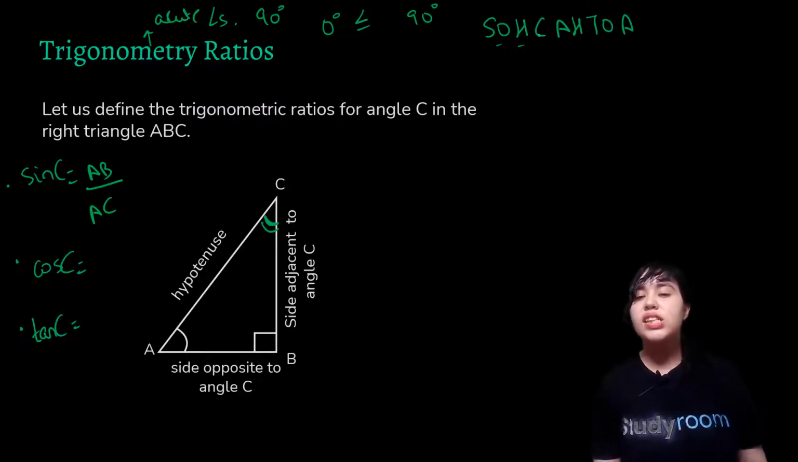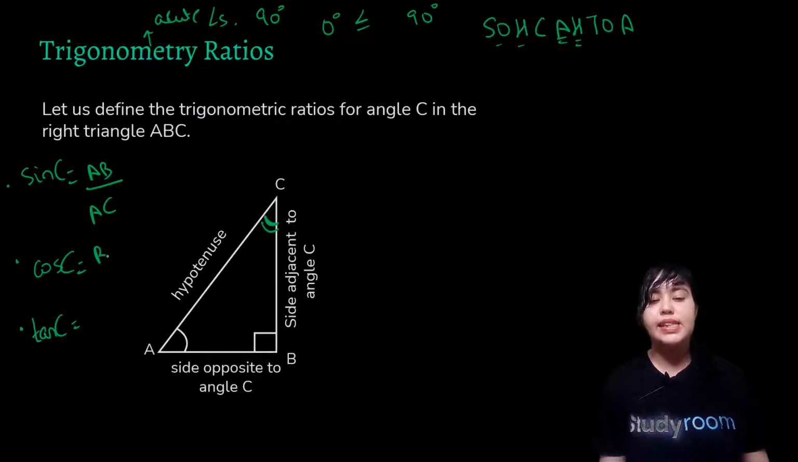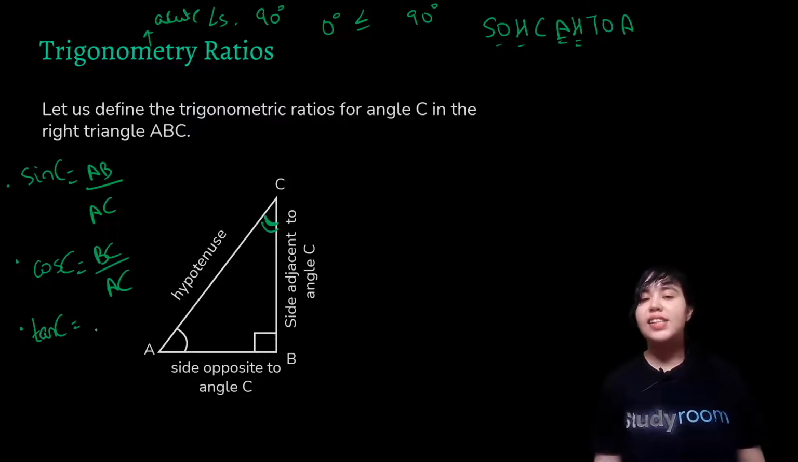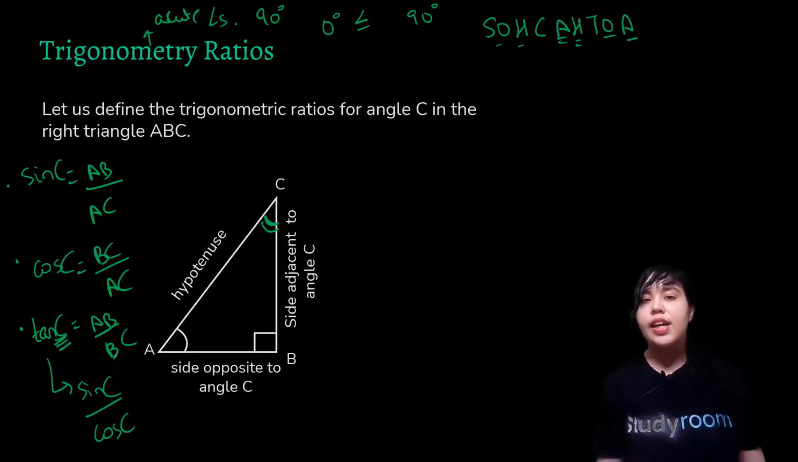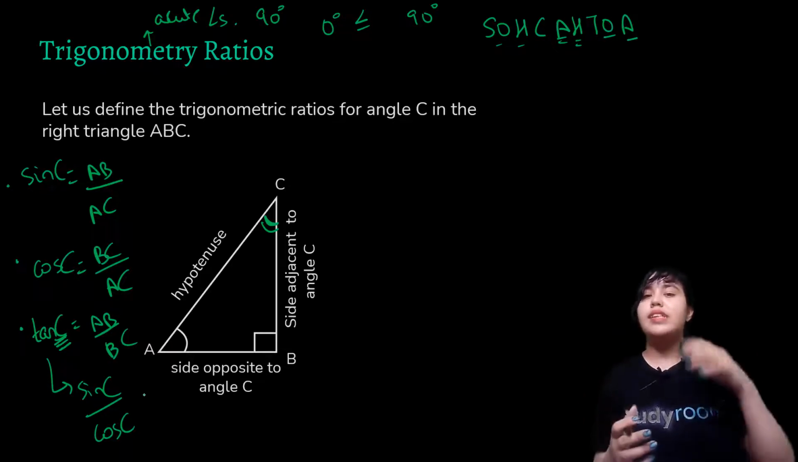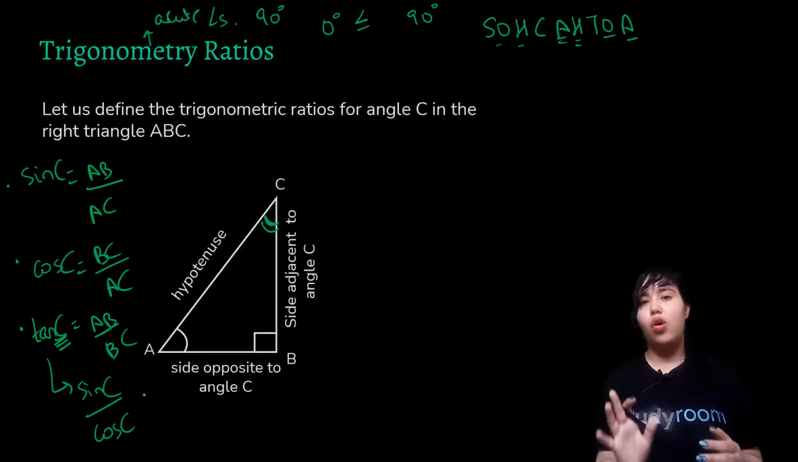Okay, so cos C should be adjacent upon hypotenuse. Adjacent to angle C is this side BC, upon hypotenuse remains the same, that is AC. Now tan C, you can do it like opposite upon adjacent. So it will be AB upon BC, or you could have made use of the formula sin C upon cos C. Okay, so if this is tan C, it cannot be sin A upon cos C. If it's tan C, it has to be sin C upon cos C. The angles should not change.